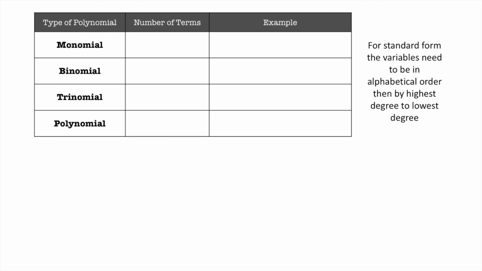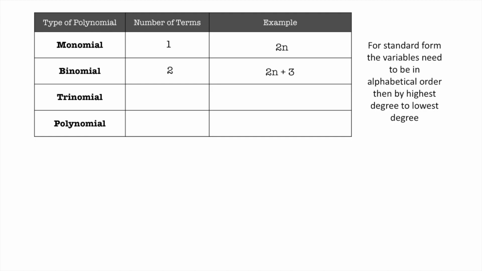That's the prefix for 1. So that would be number of terms is 1. And you can create anything you want. My example, it would be 2n, just because we've been using n all along. And then for binomial, bi, like bicycle, has 2 wheels. Bi means 2. And then for example would be 2n plus 3.